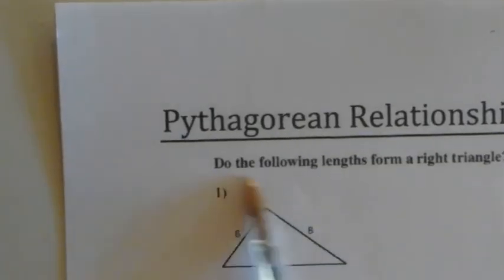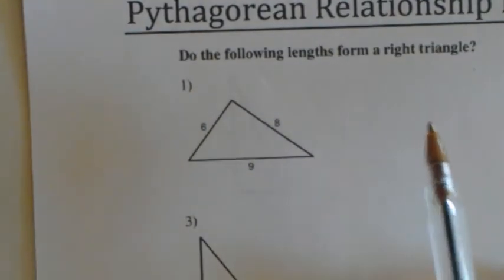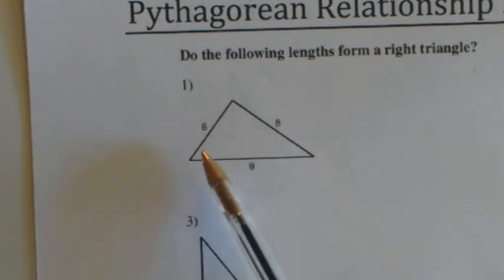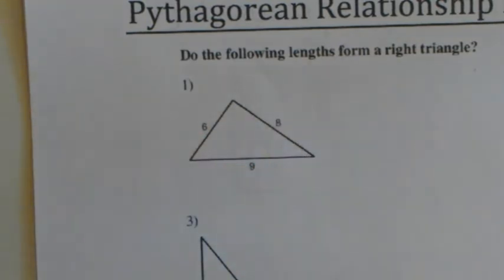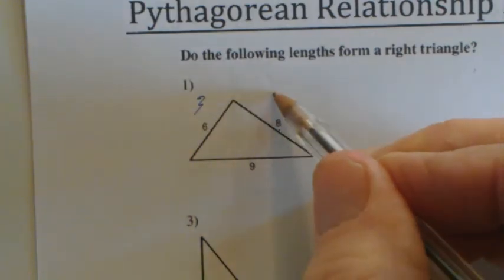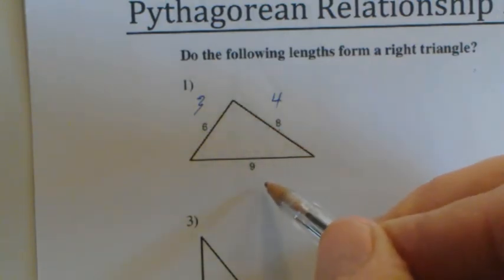Oh, this is interesting. Do the following lengths form a right triangle? Well, 6, 8, 9. Well, 6 divided by 2 is 3. 8 divided by 2 is 4. So if this was a right triangle, it would be a 3, 4, 5.